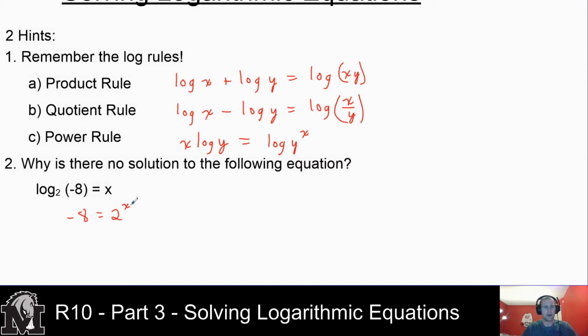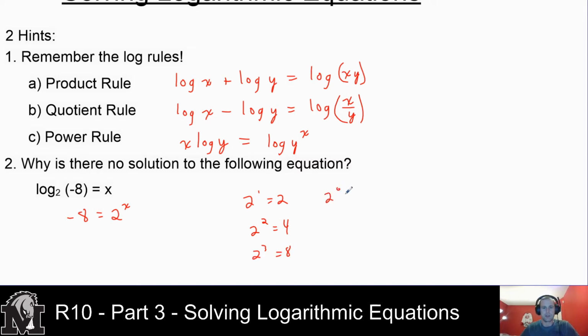Now it doesn't matter what we let x be, we will never ever get a negative number. 2 to the power 1 is 2, 2 to the power 2 is 4, 2 to the power 3 is 8. We're just getting larger and larger numbers, right? So we're getting farther away from negative 8.